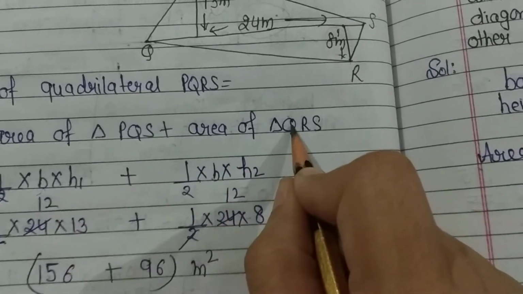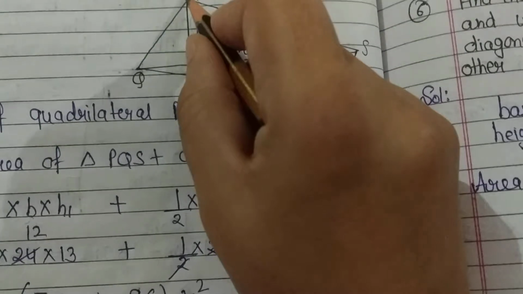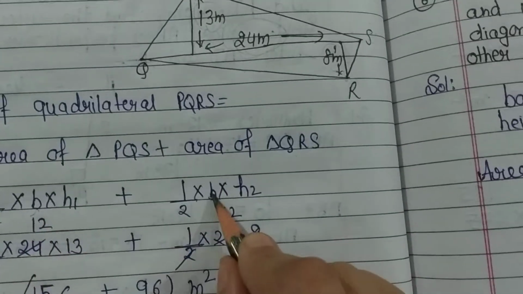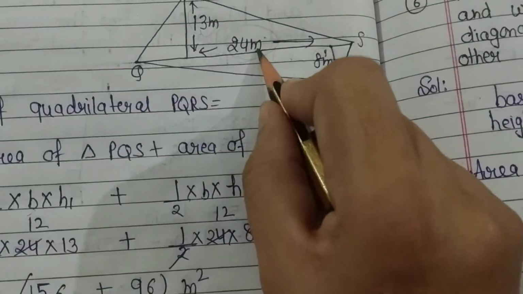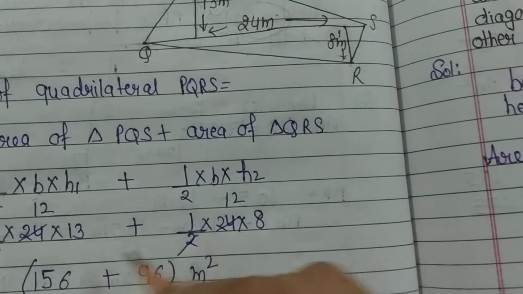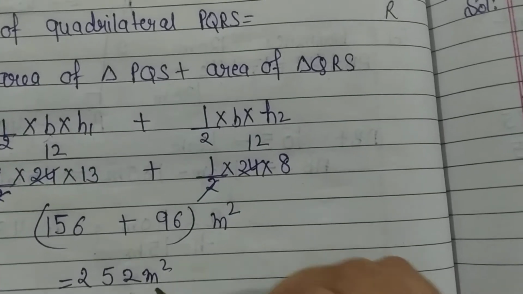Both triangles have the same formula, but I have written H1 and H2 here because the heights are different for both, but the base is same, so I have written B only. Put the value of base as 24, H1 as 13, H2 as 8 and calculate it. It is coming 252 meter square.